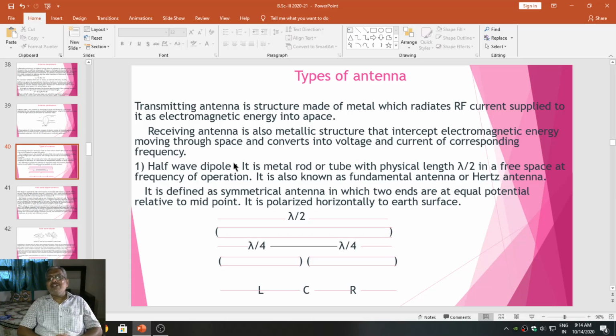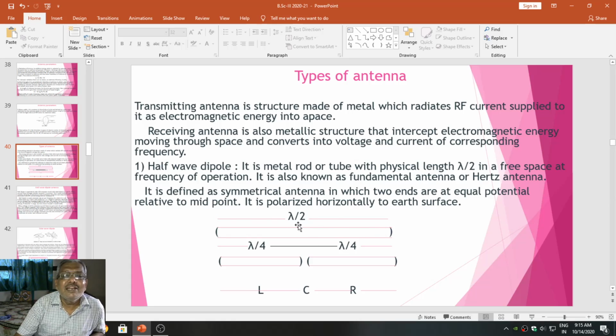It is also defined as a symmetrical antenna in which two ends are at equal potential with respect to the midpoint or a center point. Waves which are transmitted or received from this half-wave dipole antenna are horizontally polarized with the Earth's surface. The same half-wave dipole antenna is represented in this diagram.